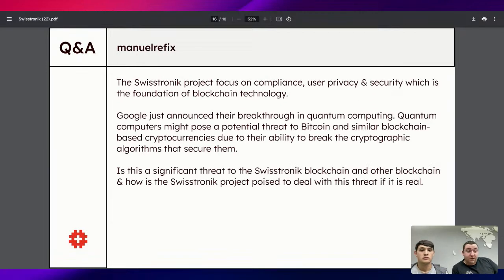The next question is big. It comes from Manuel Refix. The Swisstronic project focuses on compliance, user privacy, and security, which is the foundation of blockchain technology. Google just announced their breakthrough in quantum computing. Quantum computers may pose a potential threat to Bitcoin and similar blockchain-based cryptocurrencies due to their ability to break the cryptographic algorithms that secure them. Is there a significant threat to the Swisstronic blockchain and other blockchains? And how is the Swisstronic project poised to deal with this threat if it's real?